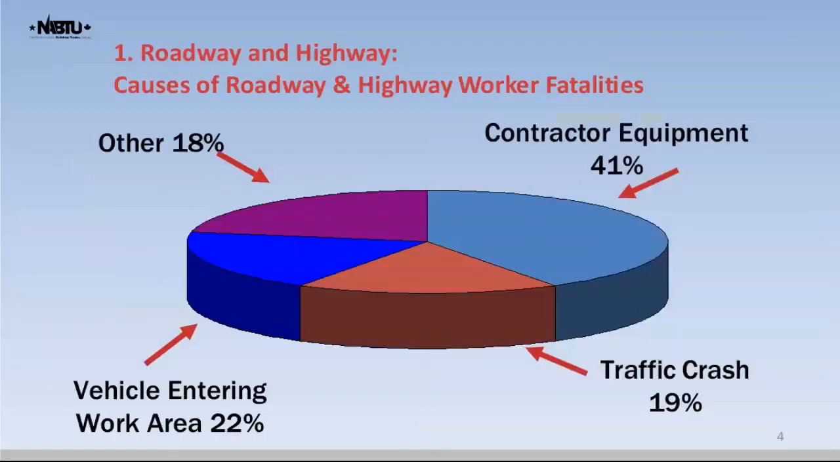So number 1, roadway and highway. The causes of these, 41% is contractor equipment. So we're talking about just what I was mentioning. So the largest percentage, almost half, are those pieces of equipment on construction sites. 19%, or about a fifth of the accidents, are traffic accidents.